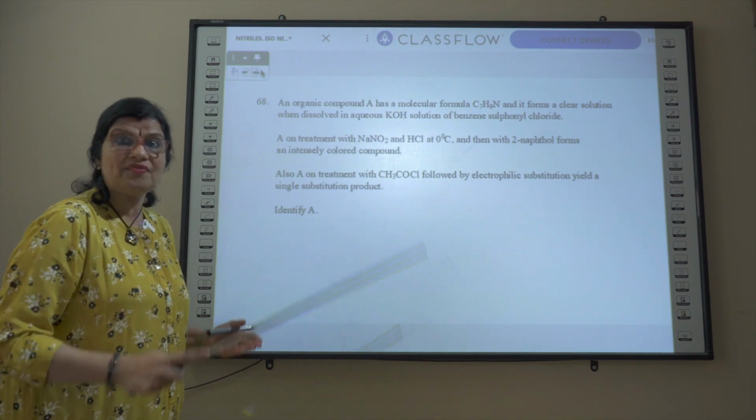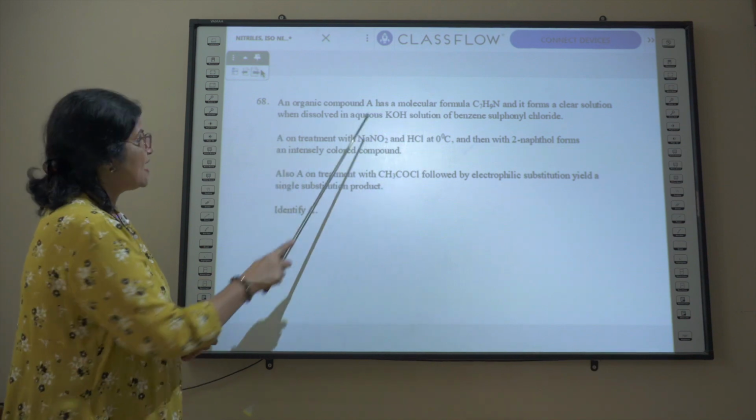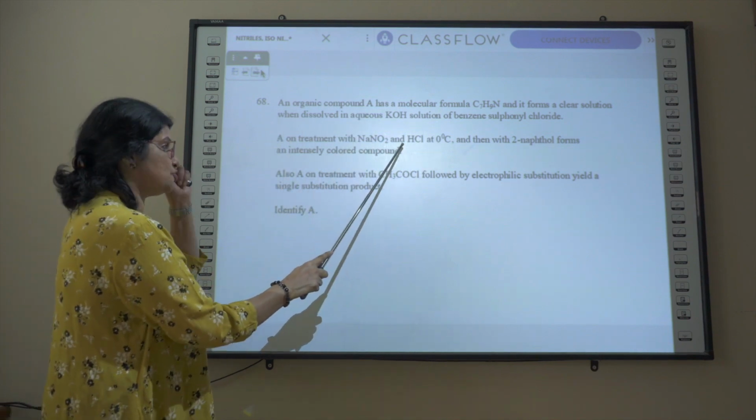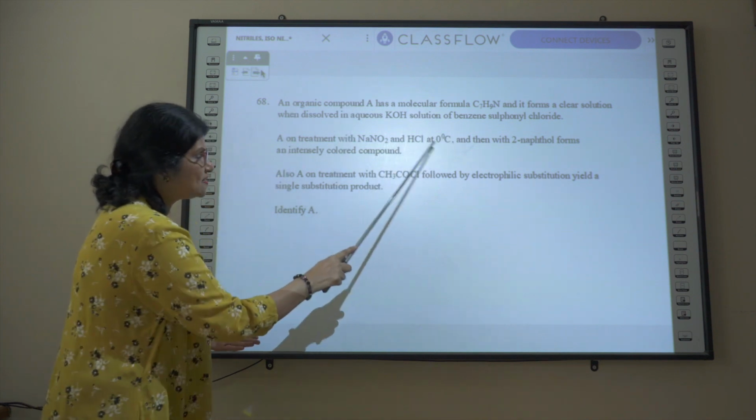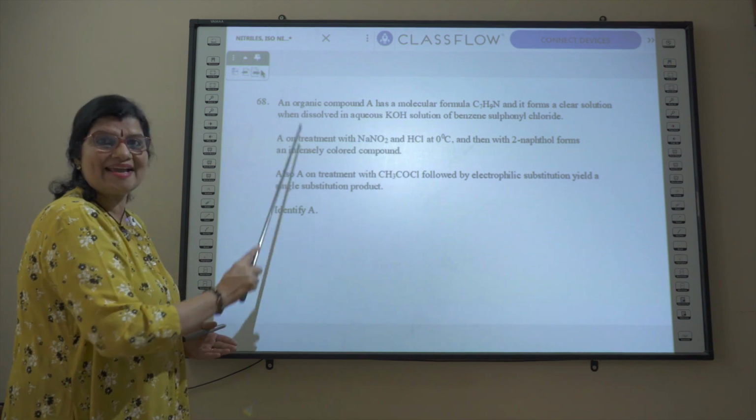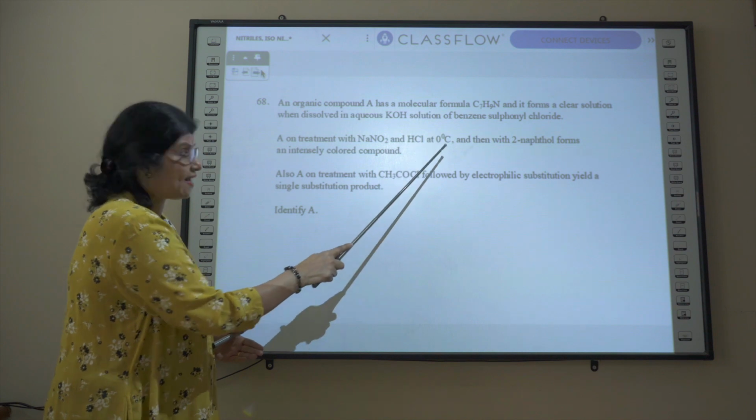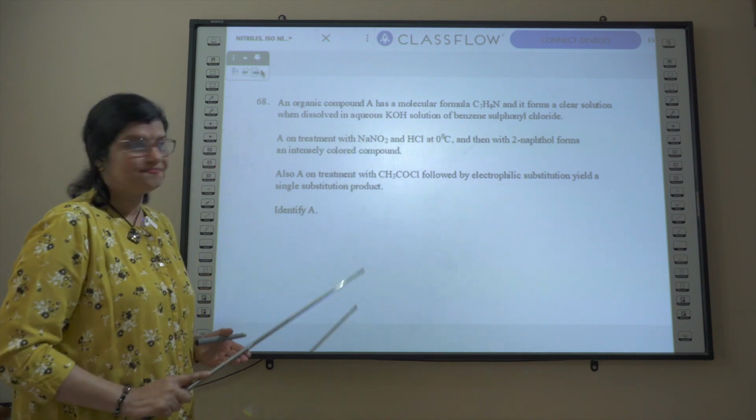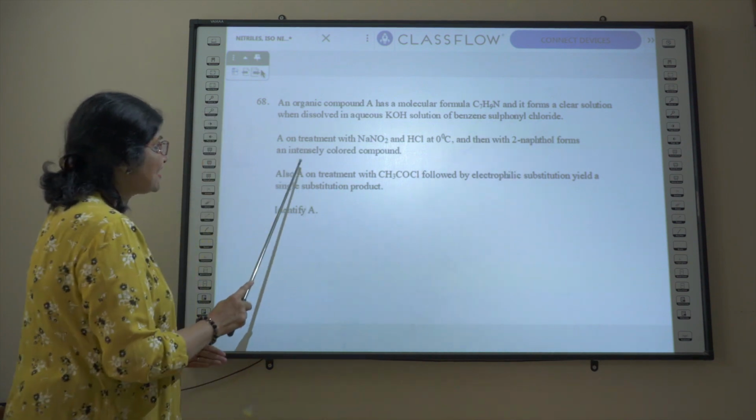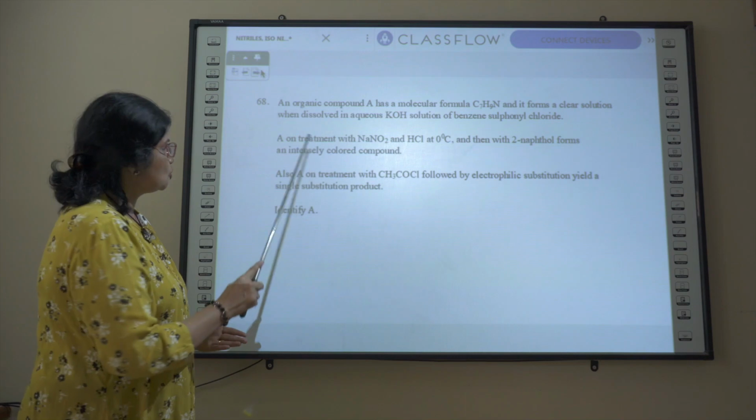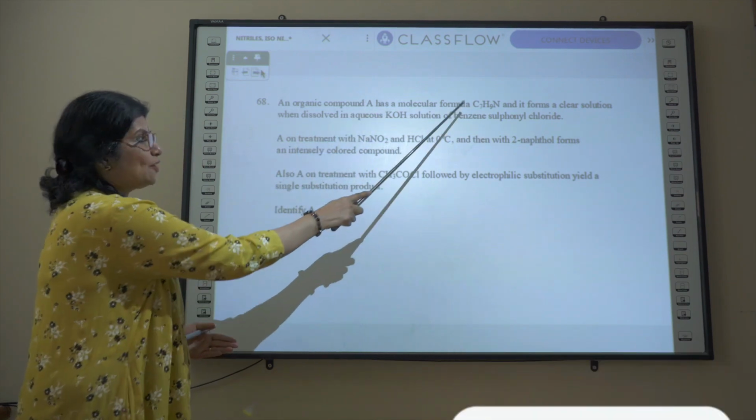How do we conclude whether it is aliphatic or aromatic is given by the next information. A on treatment with sodium nitrite, hydrochloric acid at 0 degrees Celsius. The moment you see this temperature, you can conclude that A is an aromatic amine, because only for an aromatic amine can the intermediate be isolated at this temperature. And then with 2-naphthol or beta-naphthol it forms an intensely colored compound. So this second point involves a diazotization reaction of the aromatic amine.